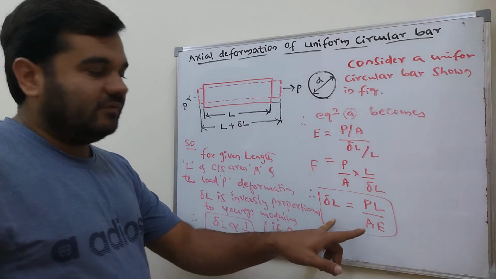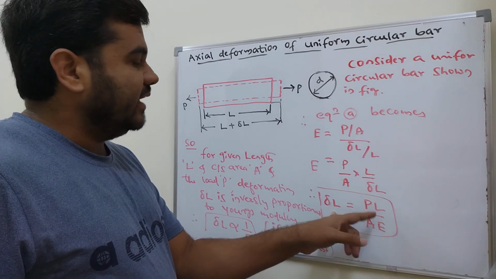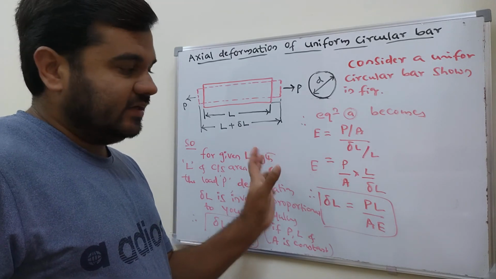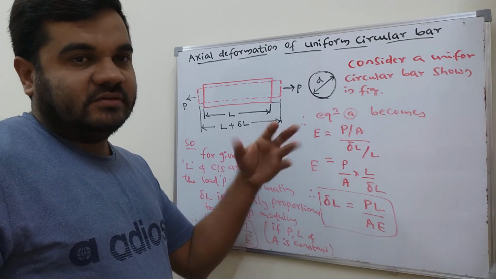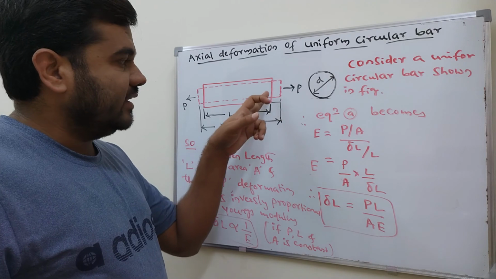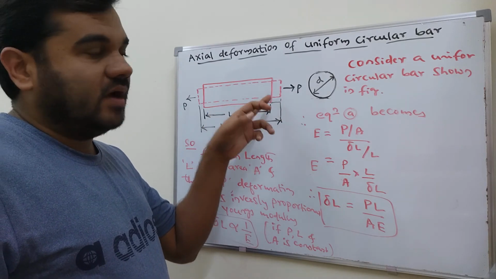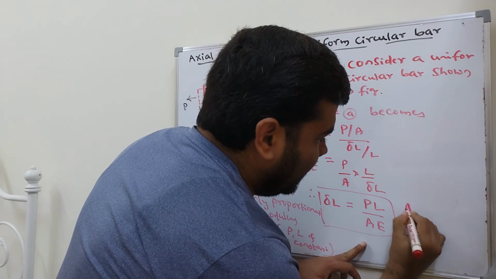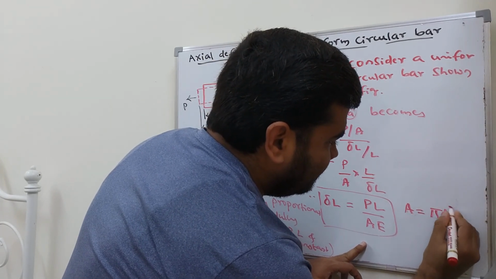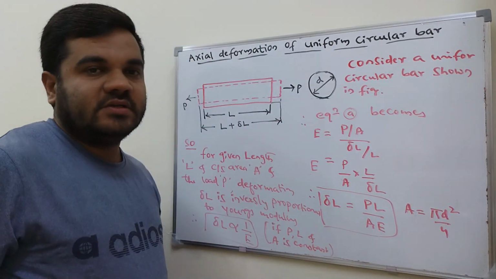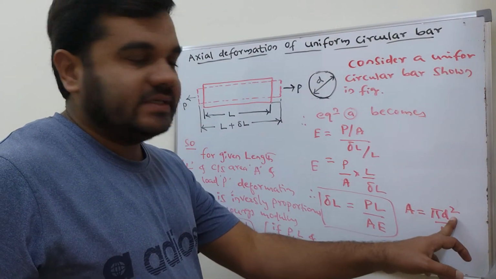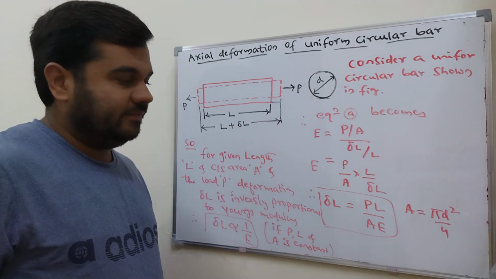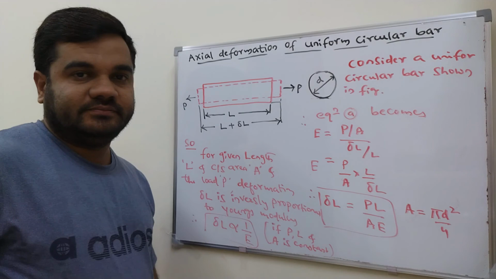And this is the basic formula for the deformation, PL by AE. P is the applied load. Length is already constant. A depends upon the different bar. For this bar, it is a constant circular bar. So A equal to pi d square by 4, because it is a circular solid bar. What is the d here? D is nothing but the diameter of the circular bar. So this is the deformation here.